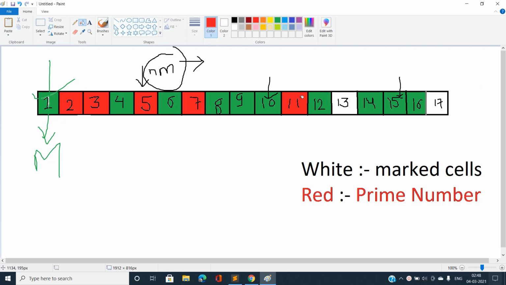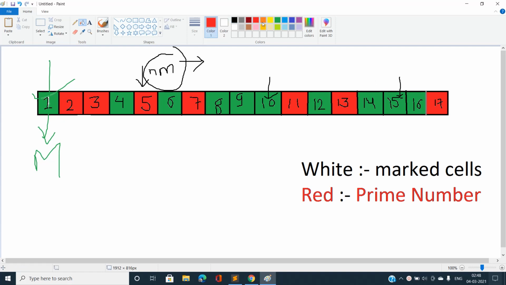And similarly, our next unmarked number is 13. Mark it as prime, and no need to go further because it will go up to 26. So no need to go that far. Our next unmarked number is 17, so I'm going to mark 17 as a prime number.